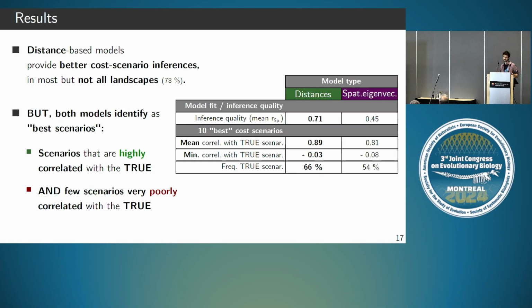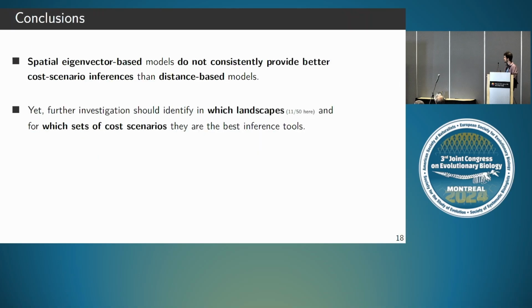However, in almost all the cases, there was one cost scenario giving a cost-distance matrix not correlated at all to the truth. That was also among the 10 best scenarios. And the true scenario, when we compared the goodness of fit for the true values, was among the best models in only half to 2/3 of the cases. So in summary, the method we studied did not really improve the inferences, except that in some landscapes it could still provide a better method.